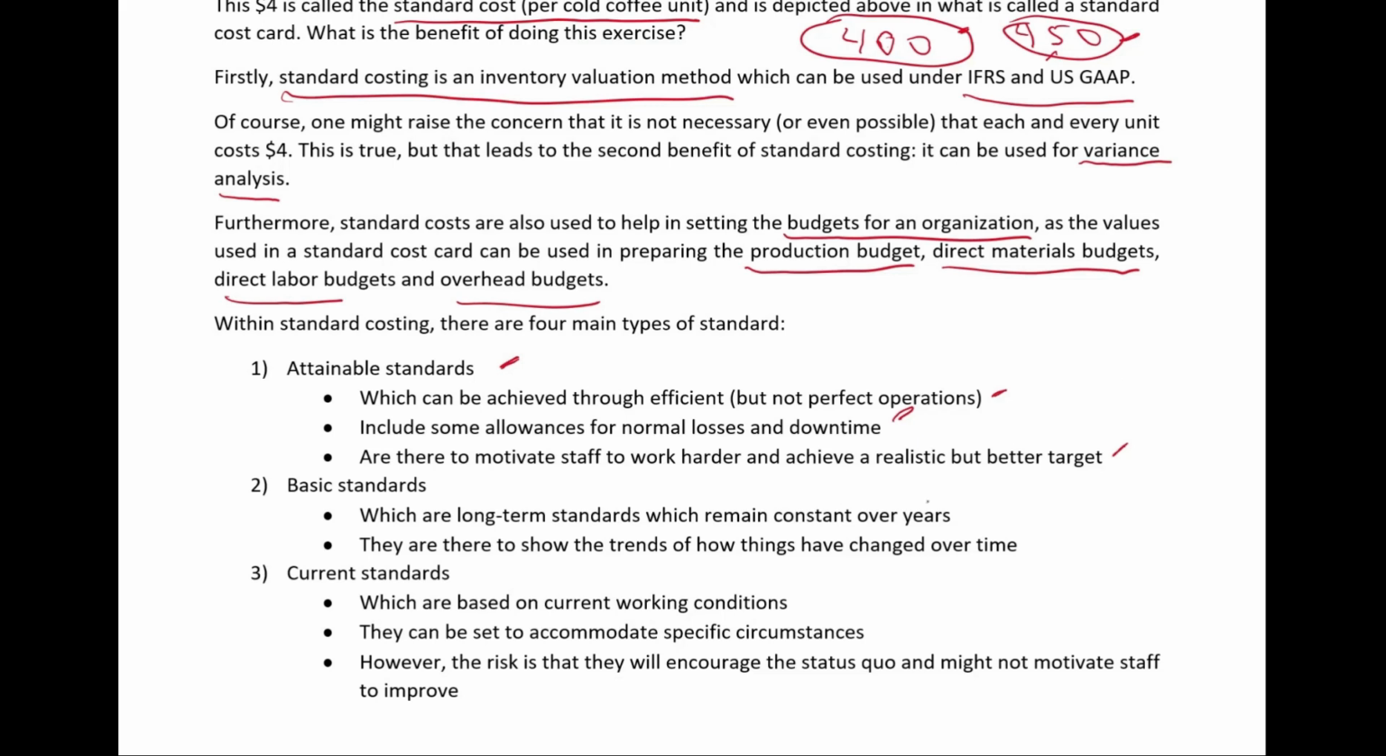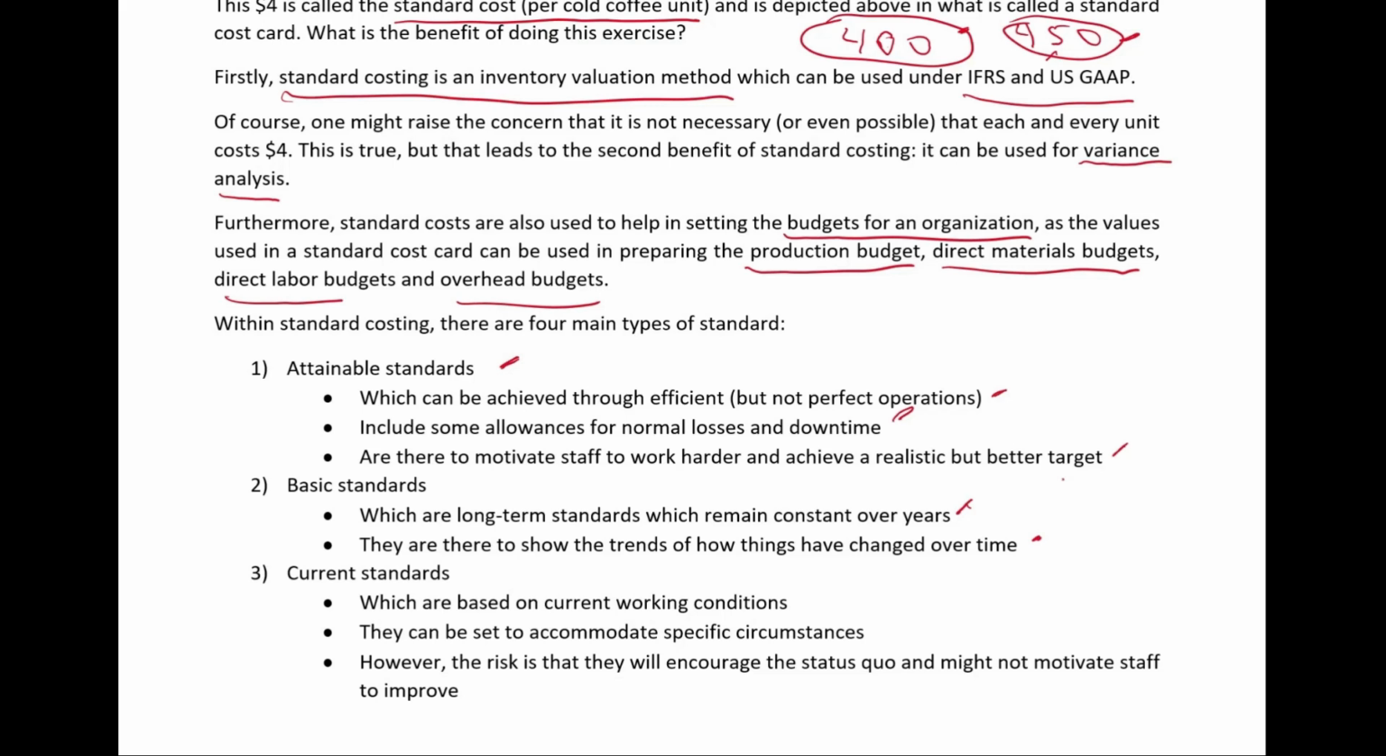These are your long-term standards which will remain constant over years. And they are there to show trends of how things have changed over time. So these standards will be set and they'll be applied, for example, for a 5-year period. And then you'll compare the standards at the end of that 5-year period to these basic standards to see how prices have changed, how usage of your products have changed, and so on.